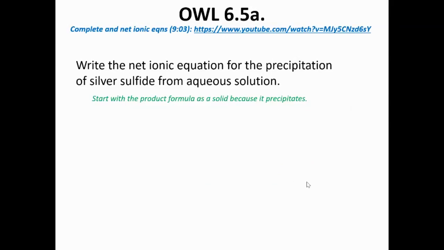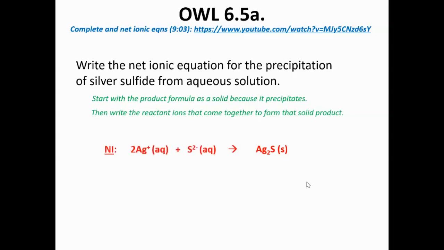Well, silver is +1, sulfide is -2. So the formula will be Ag2S. And that is our precipitate, our insoluble product, so we give it a solid state of matter. Then we write out the formulas for the reactants. Silver sulfide is formed from 2 silver ions combining with 1 sulfide ion. So we put that together and we end up with our net ionic equation.